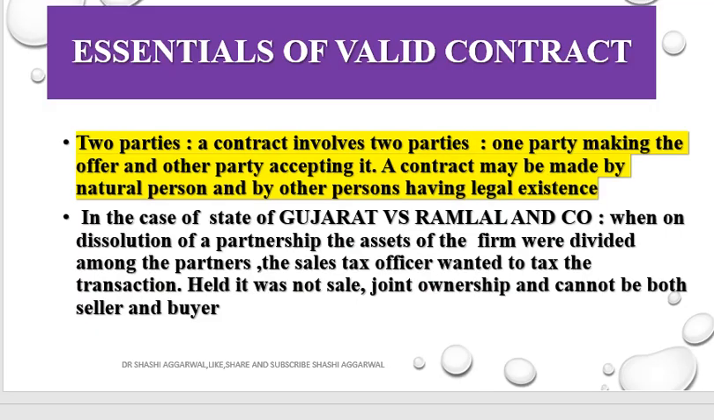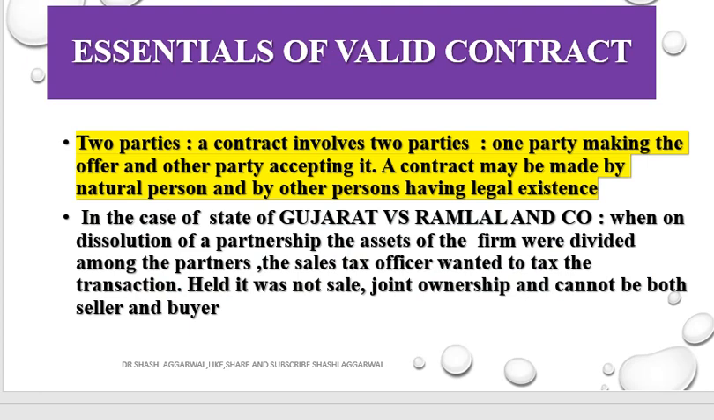There should be minimum two parties. A contract should involve minimum two parties. One party makes the offer, the other party accepts it without any condition. A contract could be made by a natural person or any other person which has legal existence. A firm could also enter into a contract. A company could also enter into a contract. So a natural person could also enter into a contract.